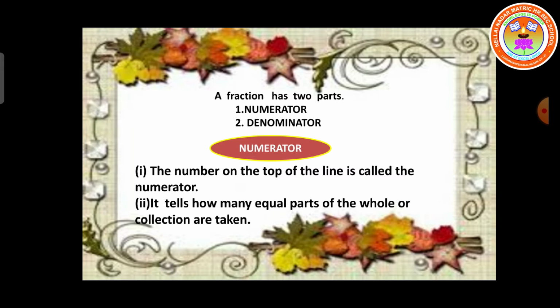See, just take the pizza example. One pizza is divided into 4 pieces. So the fraction of that pizza is 1/4. So one part we have taken out of the 4 parts, right? So that is called the numerator.